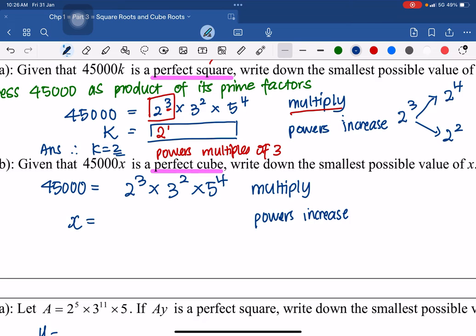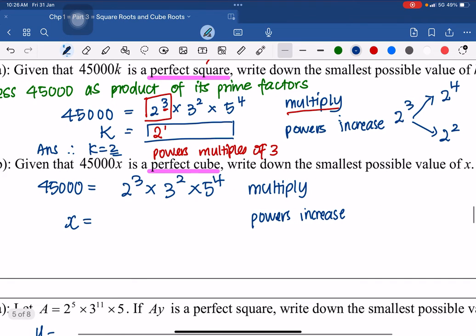Okay? So I'm going to find the smallest possible value of x. What is the thing that I need to multiply to make it a perfect cube, such that all the powers are multiples of 3? Let's find what this x is. Firstly, let's check 2 to the power 3. Is this already a perfect cube? Well, yes, the power is a multiple of 3, so no problem.